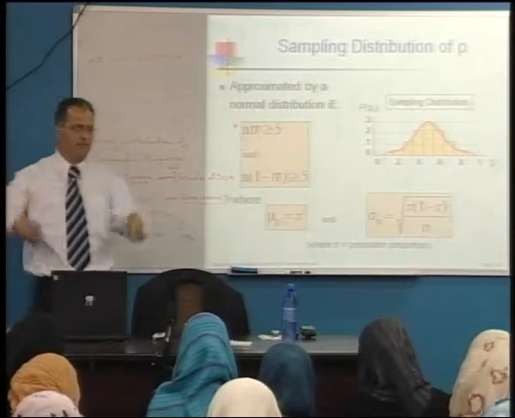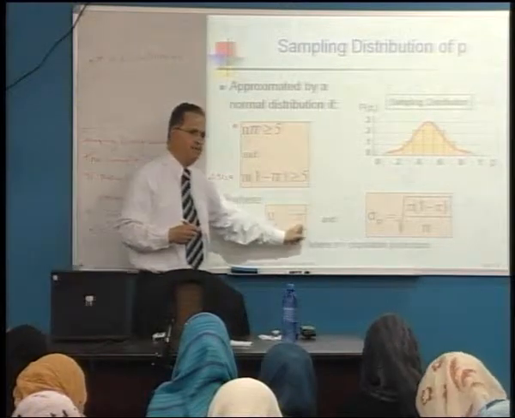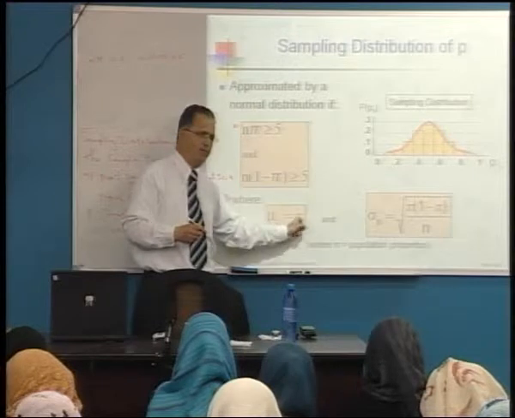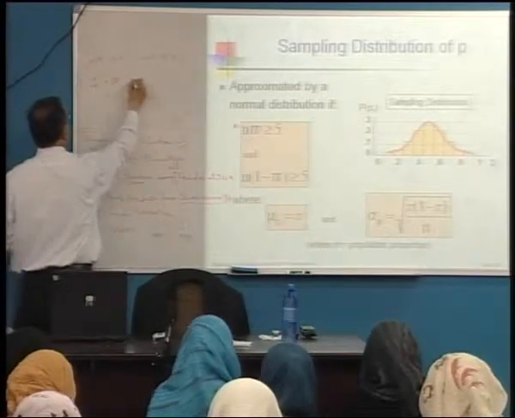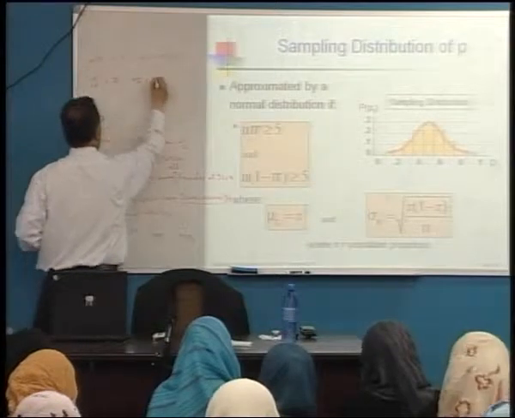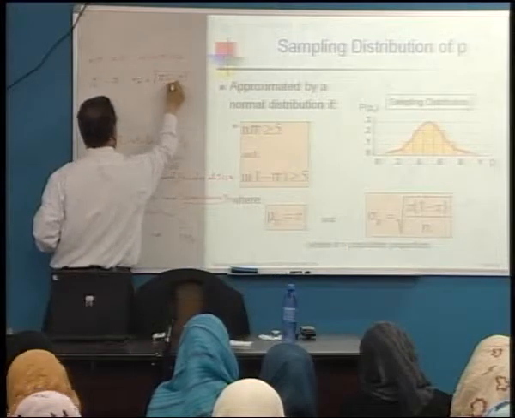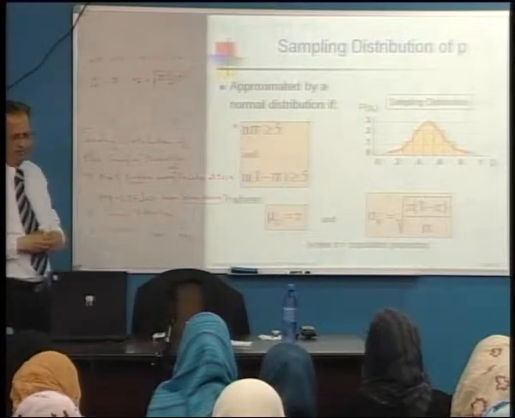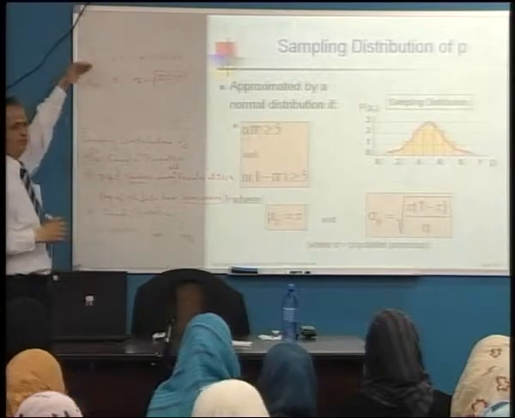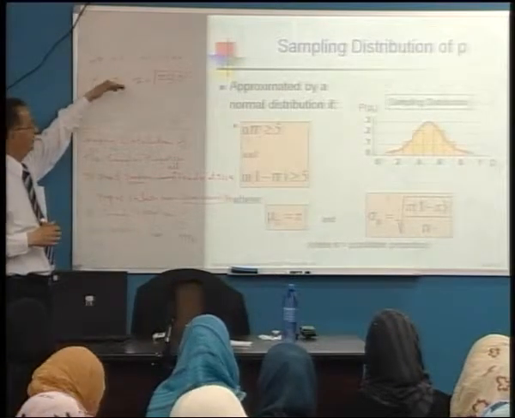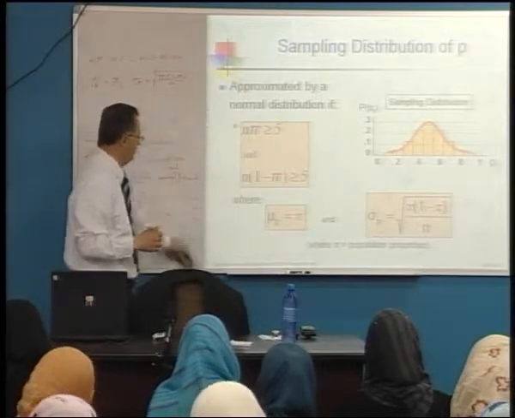So that's the shape of the distribution, with mean mu of B equal to pi. So the mean of B equals pi, where sigma of B equals the square root of pi times 1 minus pi divided by n. So the mean of B is always pi, and sigma of B equals the square root of pi times 1 minus pi divided by n.